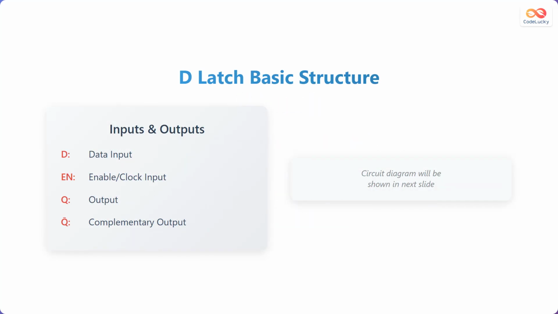Let's start by understanding the basic structure of a D Latch. A D Latch has a few key inputs and outputs. The inputs are D, which stands for data input, and EN, which stands for enable. The outputs are Q, which is the main output, and Q bar, which is the complementary output. The circuit diagram will be shown on the next slide.